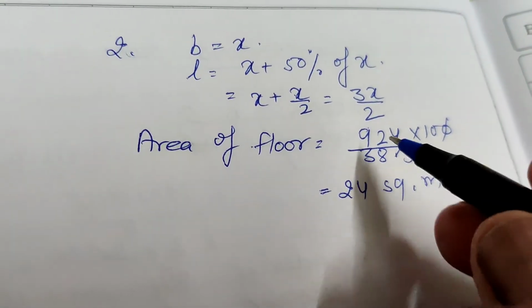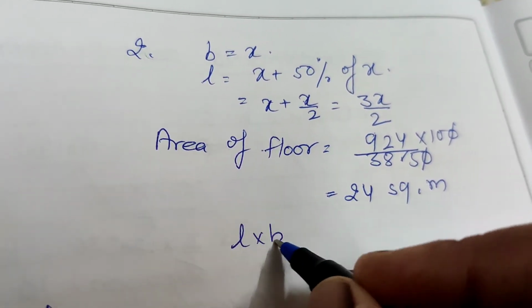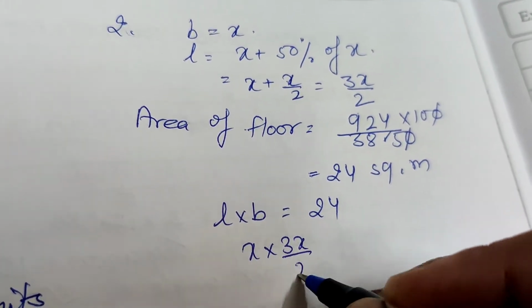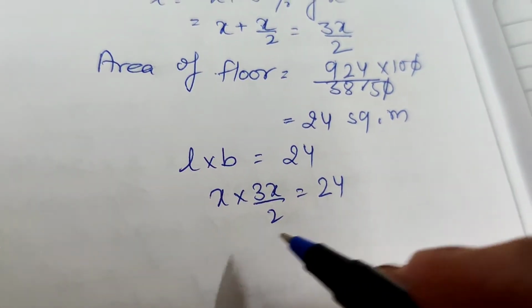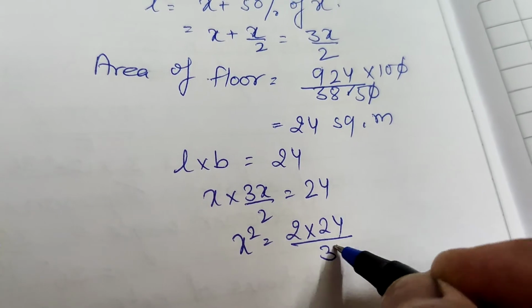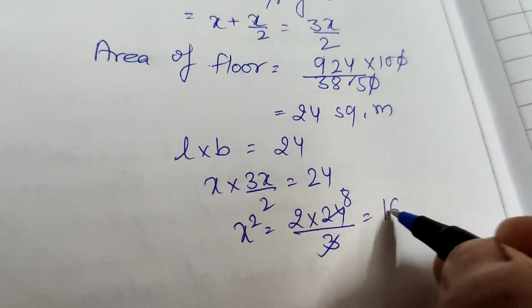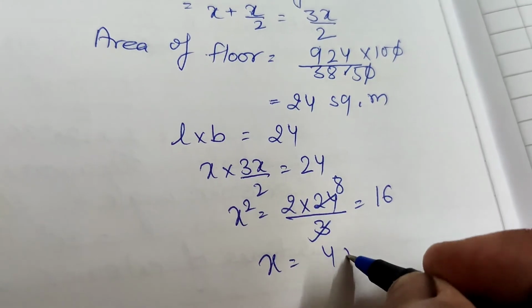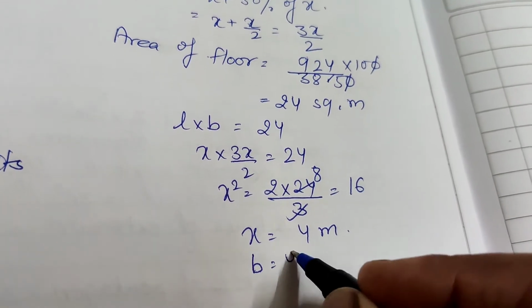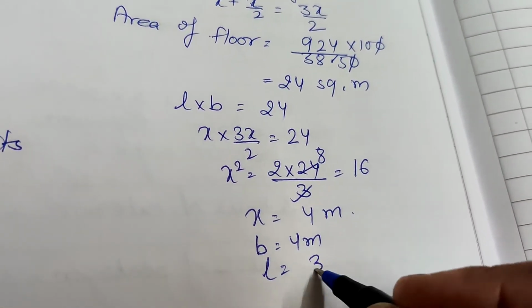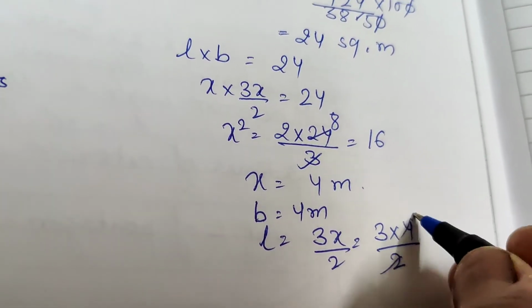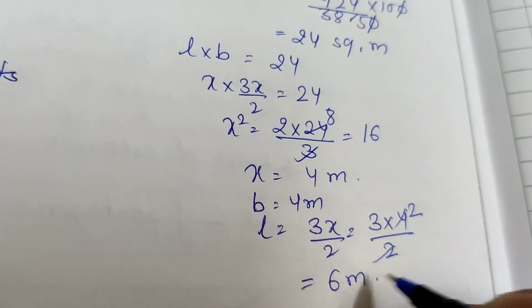The area of the room means length into breadth, equal to 24. x into 3x by 2 equals 24. Now solve. x square equals 2 into 24 by 3, which is 16. Then x equals 4 meter. x equals 4 meter means breadth equals 4 meter and length equals 3x by 2, which means 3 into 4 by 2. It is 6 meter.